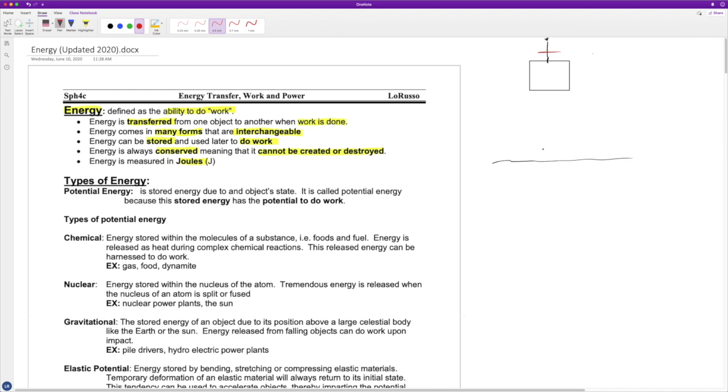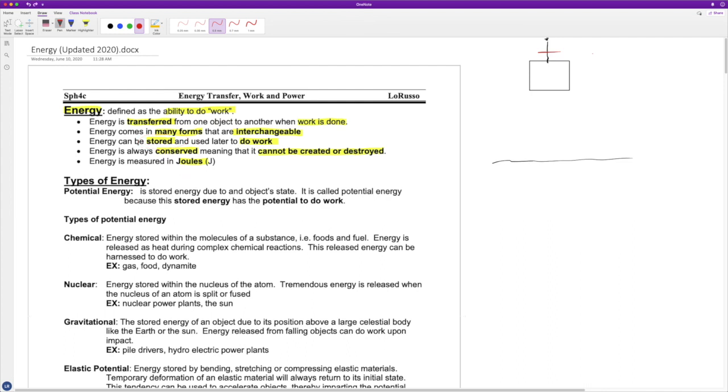So any type of motion is considered of the kinetic variety, and any type of stored energy is considered the potential type. And that's where we talk about this energy can be stored. That refers to our potential energies because it has the potential to cause objects to move later.